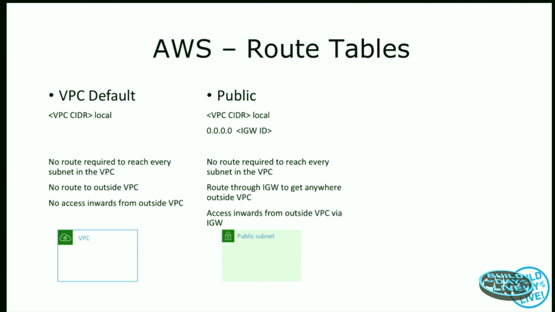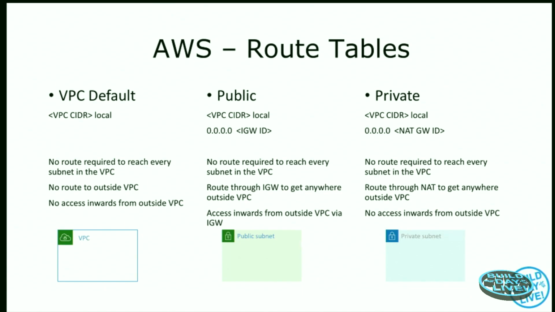Behind the public subnets, behind the NAT gateway, we'll have the private subnets. Their route table still has that last resort route, but now instead of going to the internet gateway, it goes to a NAT gateway. So again, we don't need any specific routes to reach anything inside the VPC, that's already handled. But we now have outbound access going to the NAT gateway, but no inbound access. No access from the internet directly into our private subnet.